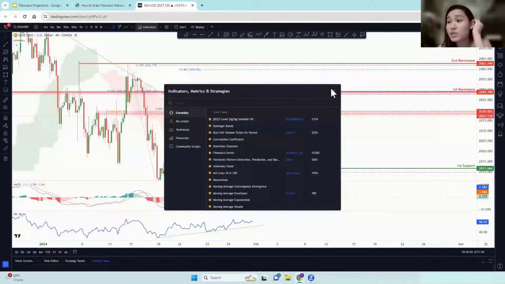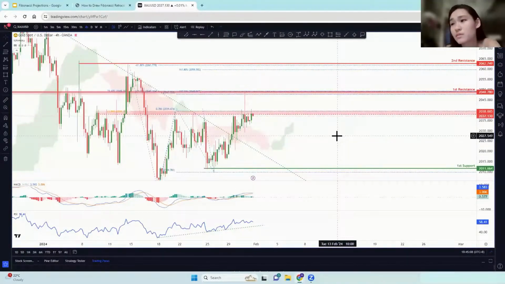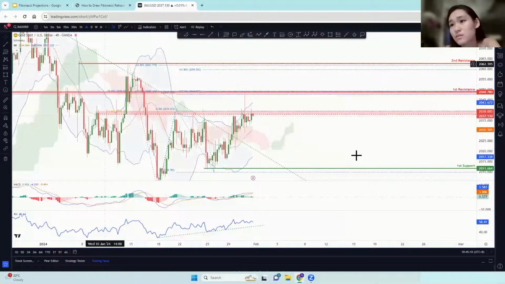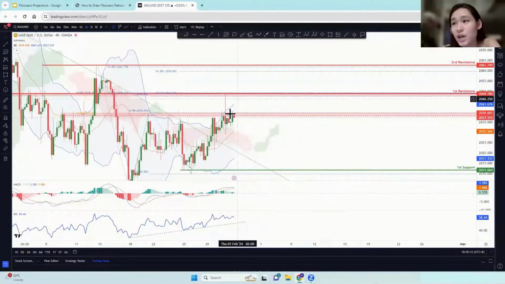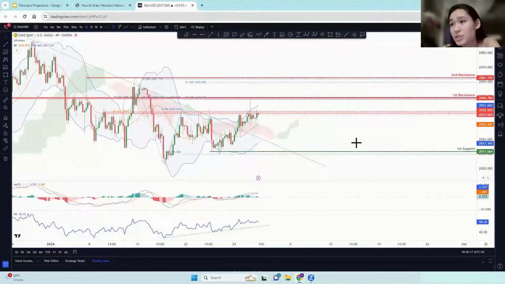Now let's look at Bollinger Bands. You can see price pushing above the upper band, so it is also giving us a bullish signal here.